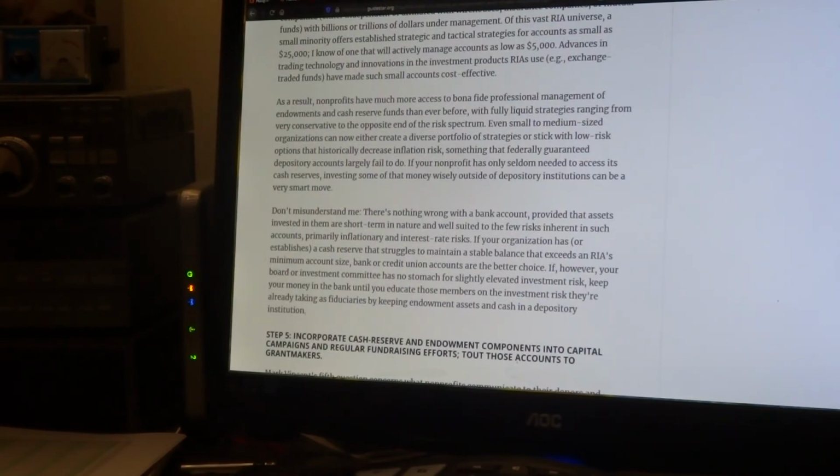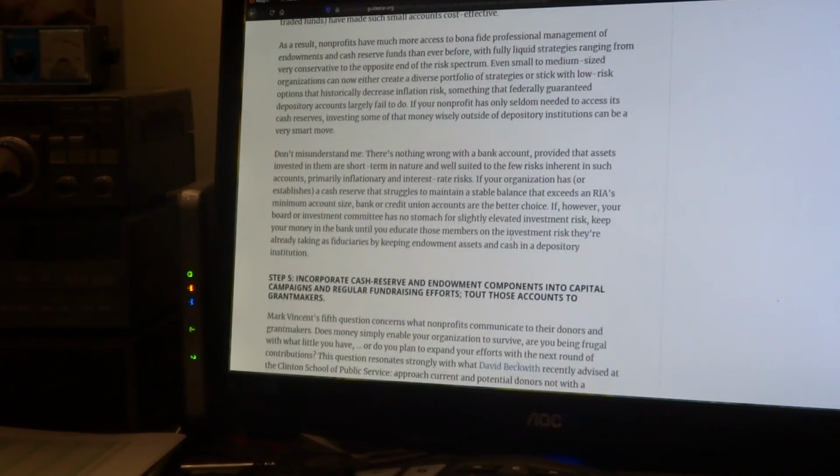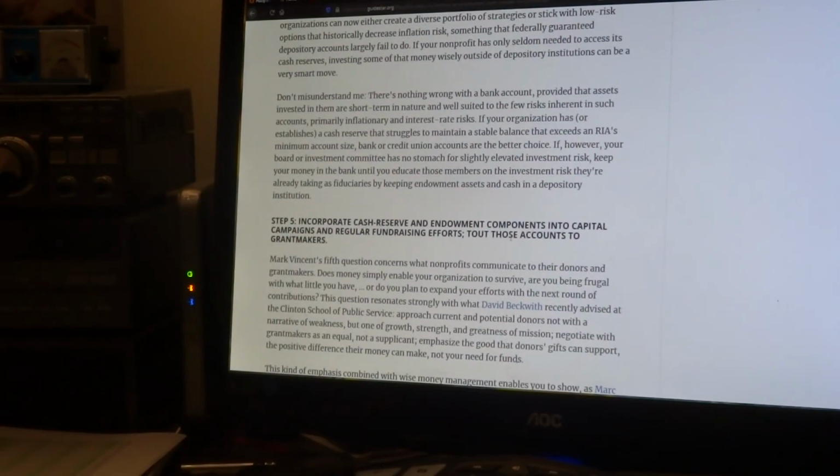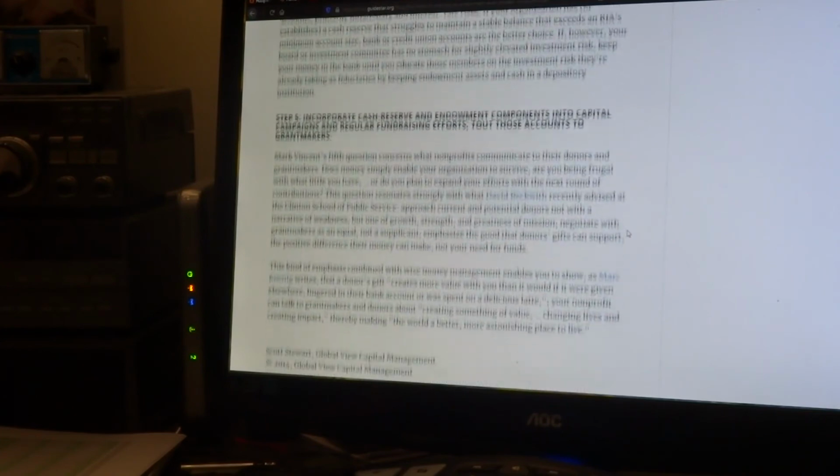It talks about you can have a bank account and so forth. This was, you know, if you got such small amounts that you don't have a RIA, registered investment advisor, managing it.